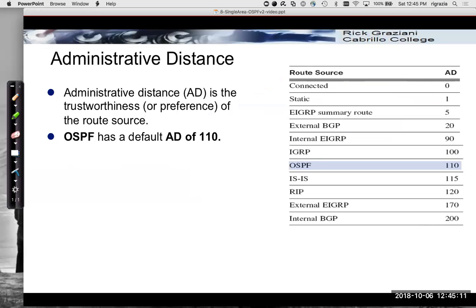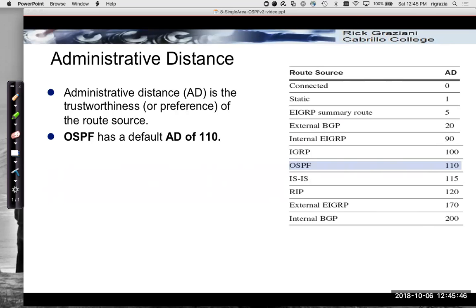OSPF has a default administrative distance of 110, which probably doesn't mean a whole lot to you right now. Administrative distance is about this: if the IOS learns about a route to a specific network from more than one source, which one should it populate the routing table with? Which one does it consider most trustworthy? The lower the administrative distance, the better.